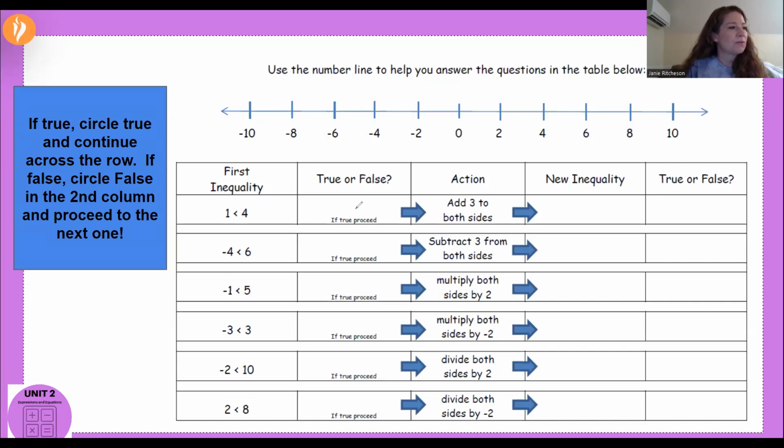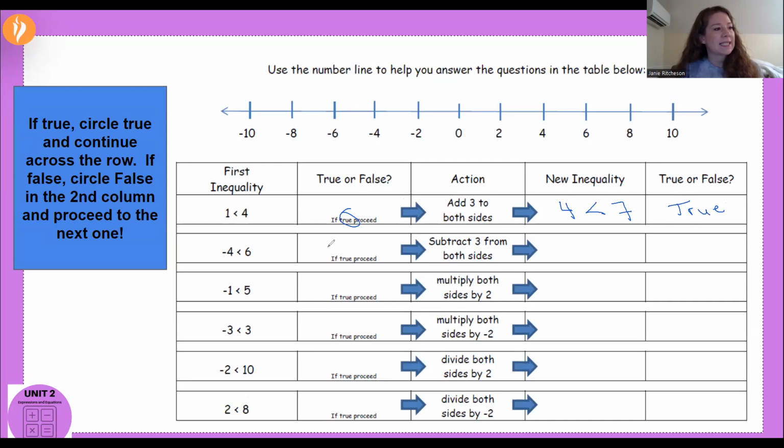Is this true? It is true. Add 3 to both sides. So 1 plus 3 is 4. And 4 plus 3 is 7. Is that still true? True? Yep, it is. All right, what about the next one?